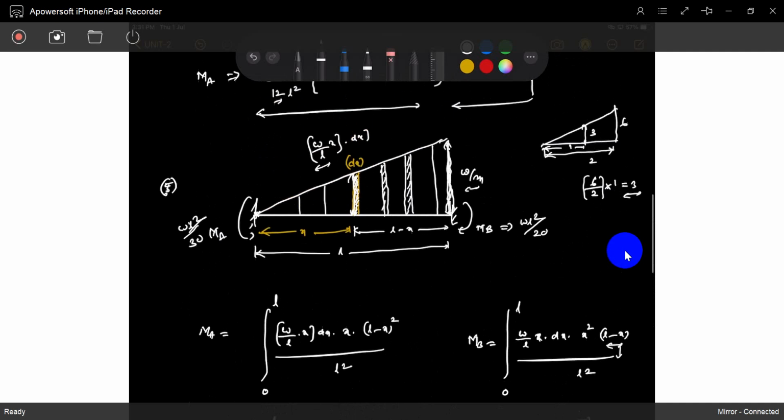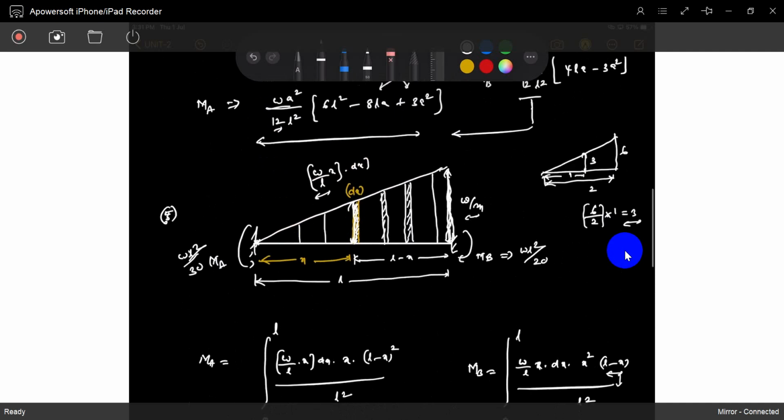See, one major thing is, observe it. Load near to B is higher. Are you understood? Load near to B is higher. So that's why automatically a higher moment will arise at B compared to A. So the load is near to B. That's why more moment is arising at B. So that's why WL square by 20 is higher than WL square by 30.